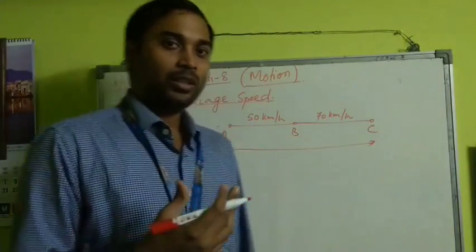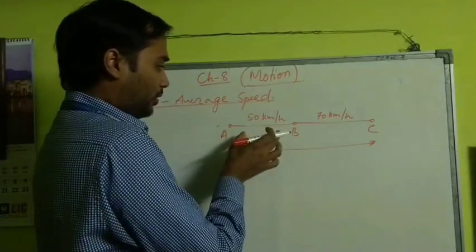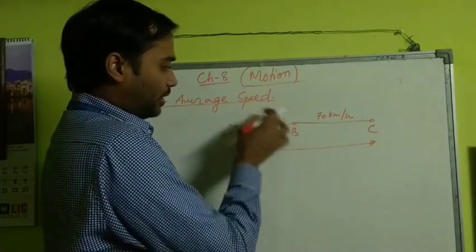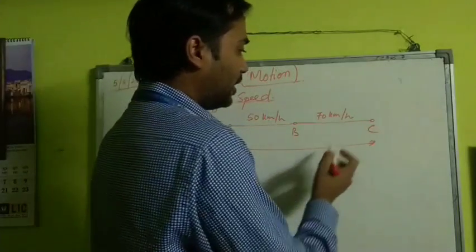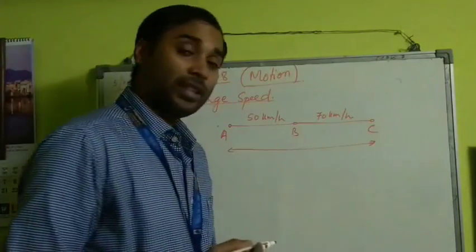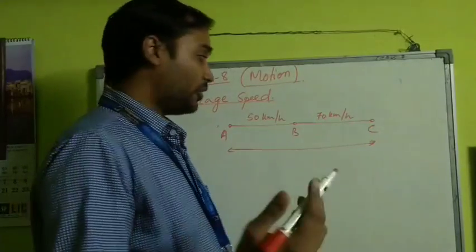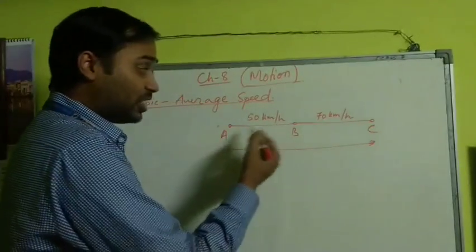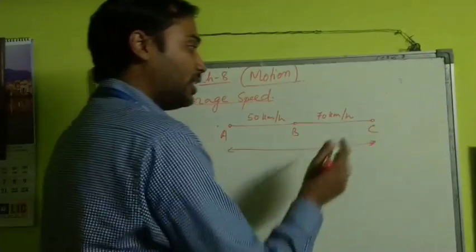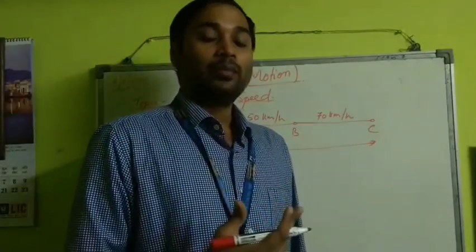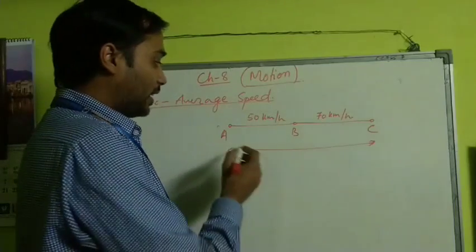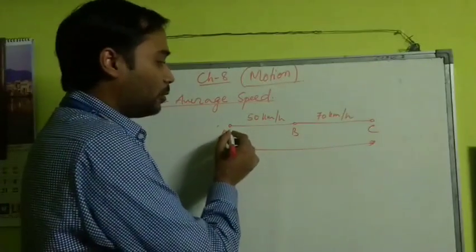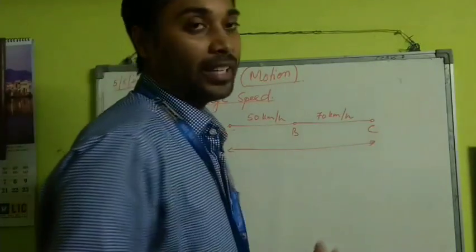We can't make out. For the first half of the journey it traveled with a speed of 50 km per hour, and for the next half of the journey it traveled with a speed of what? 70 km per hour. So if somebody asks what is the speed of the vehicle from point A to C, we will not be able to say. But yes, if it is asked to find the average speed of the vehicle from point A to C, that we can find.